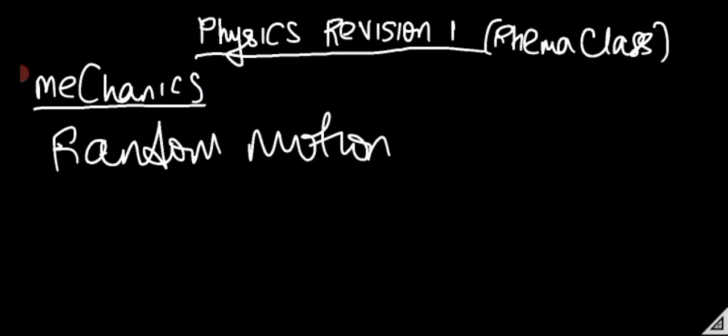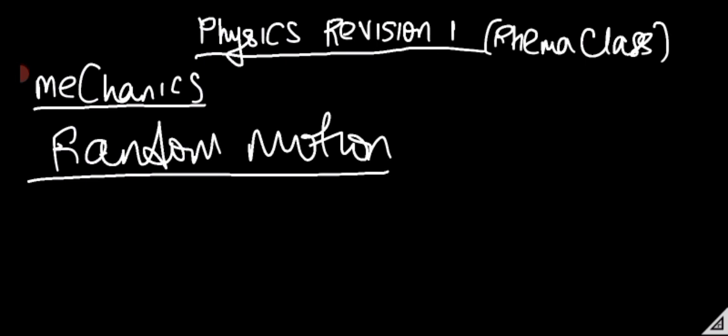is the movement of a particle or of a body along an unspecified path, or along a path which is not specified. So random motion is the movement of a particle along an unspecified path, or you can define it like this: random motion is the unspecified movement of a body along a path. So it's moving along a path, but it's not specified.